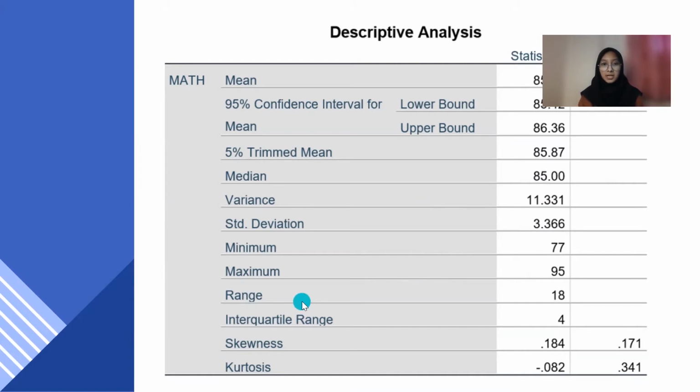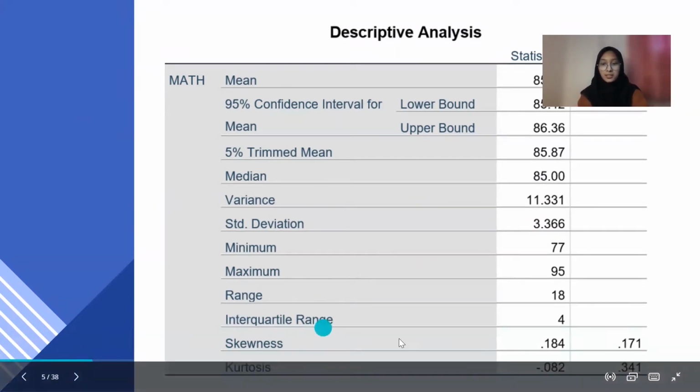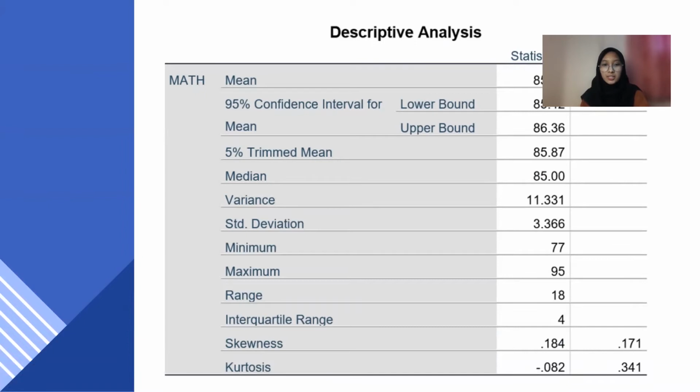We can find the range by subtracting the minimum value from the maximum value, and we found the range is 18. The skewness is 0.184, and the last is kurtosis, it is minus 0.082. You may wonder what skewness and kurtosis are. Skewness is a degree of distortion from the symmetrical bell curve or the normal distribution. And kurtosis is a statistical measure that defines how heavily the tails of a distribution differ from the tails of a normal distribution.